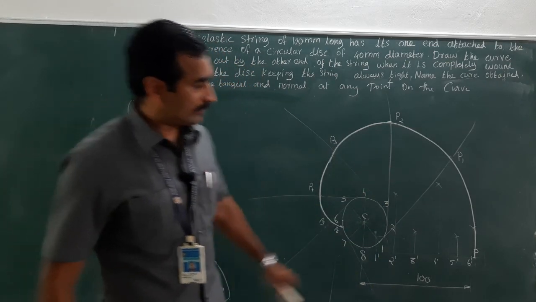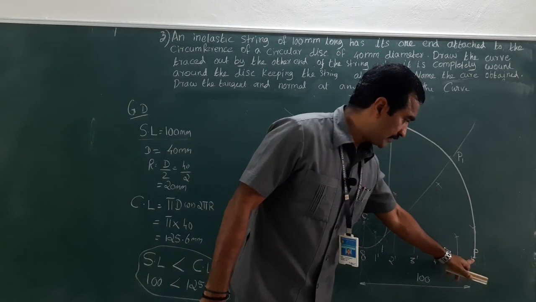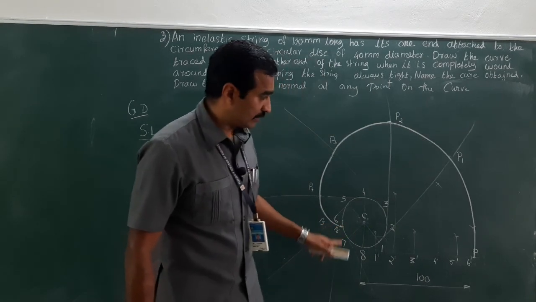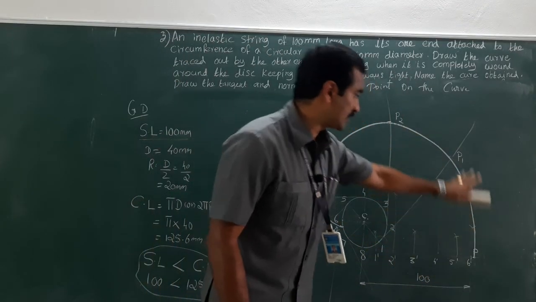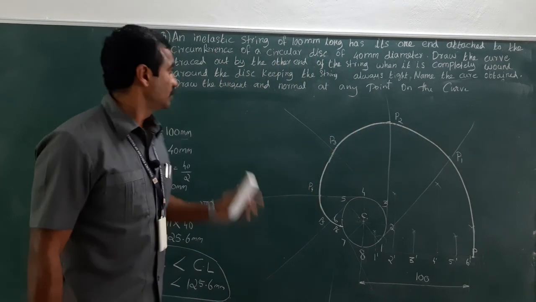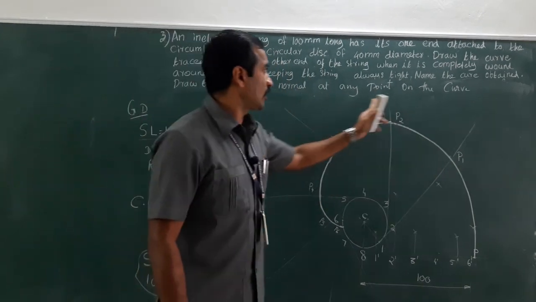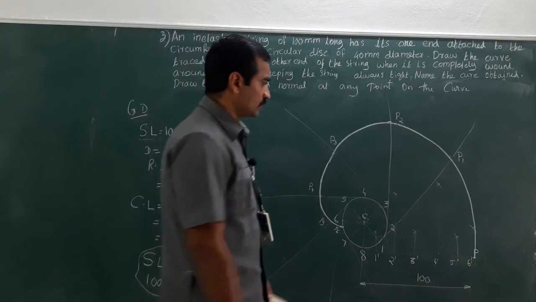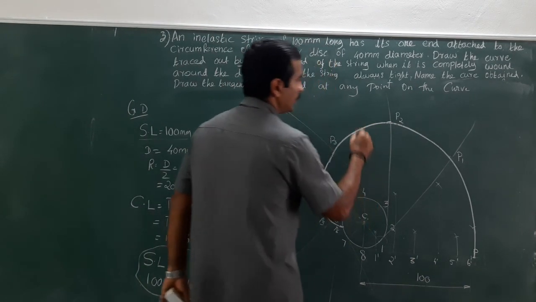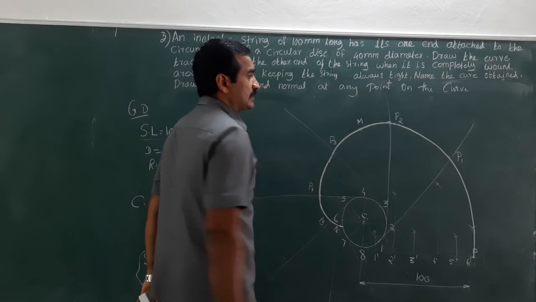Right? Look at here, it ends at P, that means after 6, before 7, so before 7 it ends. So the profile has been obtained. What is next? Look at the question. Draw the tangent and normal at any point on the curve. Any point. So I may choose somewhere here. This point has been taken as M.